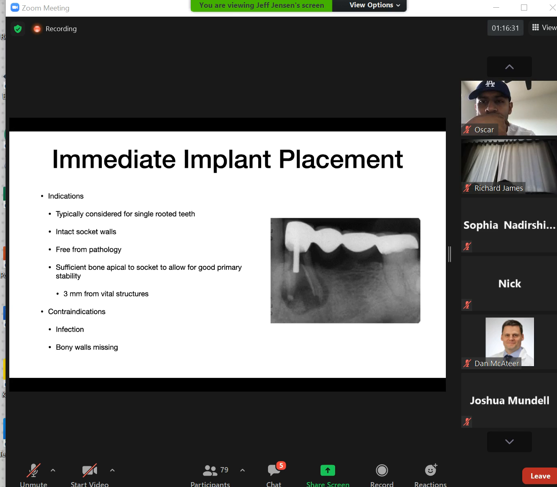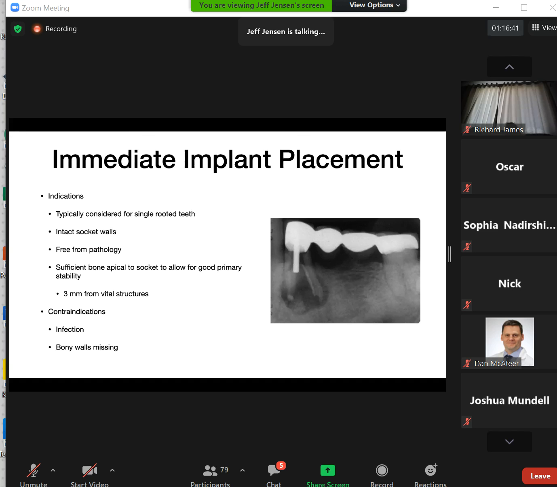So let's just talk a little bit about immediate implants. This is something that is big today, and a lot of people want to try and do this, get an implant in as quick as they can. So just some ideas and information on that.